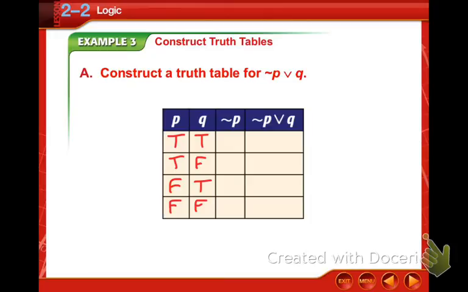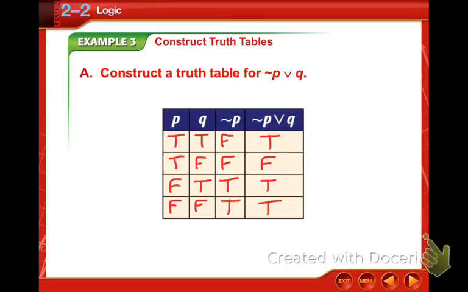So not P, we're going to change what P is, right? P was true, now it's false. P was true, now it's false. P was false, now it's true. P was false, now it's true. So now we're going to do an OR with everything we just did. So true or false or true, really. And again, it's an OR statement, so if we have one true, the whole thing's true. So false, false, false. True, true, true. True, false, true. And there's our completed table.